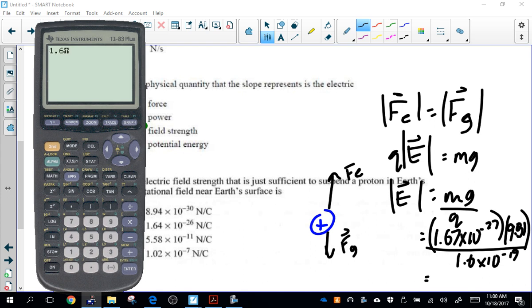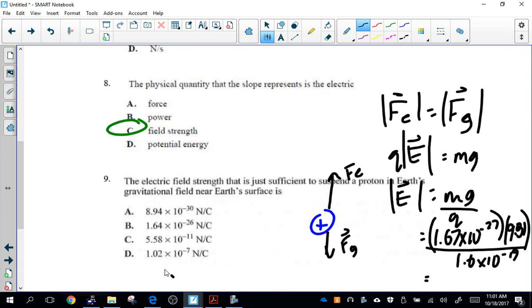1.6 times 10 to the minus 27 times 9.81 divided by, what do I want to enter? 1.6 EE. Okay? It's important, doesn't really matter so much on the top, but as a denominator, it's important to enter an exponent as an EE, because then your calculator groups it with the base. 10 to the minus 19 gives me 9.81 times 10 to the minus 8.